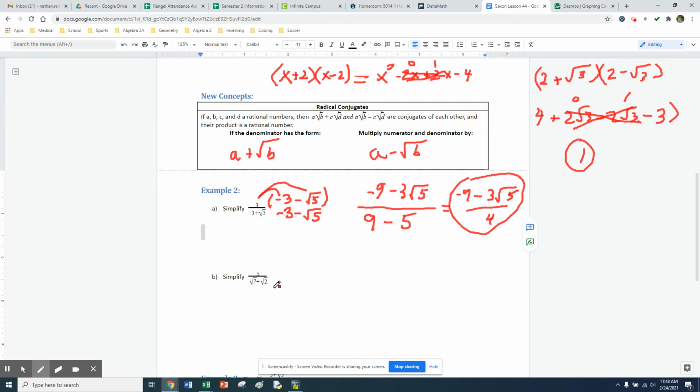So b, I've got a root of 7 plus the root of 2, so my conjugate would be the root of 7 minus the root of 2. And in my numerator, I've got to use the root of 7 minus the root of 2. So just like before, I will distribute, which is going to give us 5 roots of 7 minus 5 roots of 2.